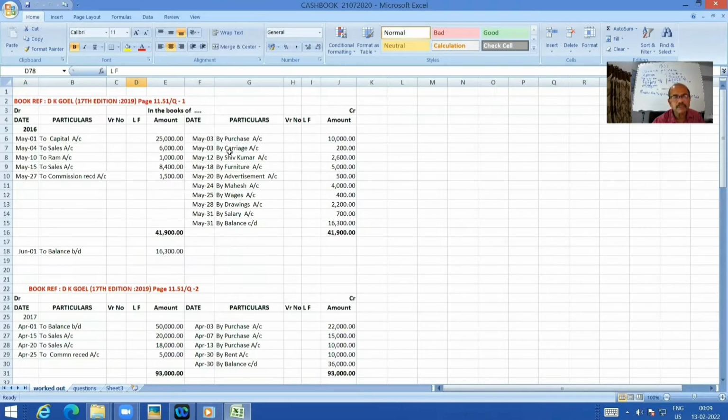Rule of posting: X to Y is nothing but Y by X. Why can it not be written cash to purchase here? I don't want that entry. I want purchase to cash. That's why cash by purchase.